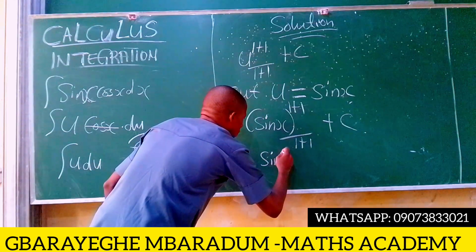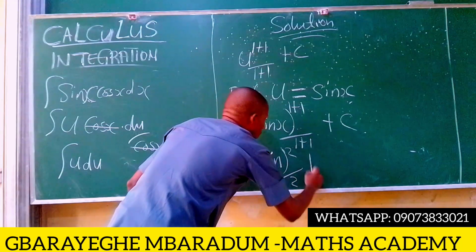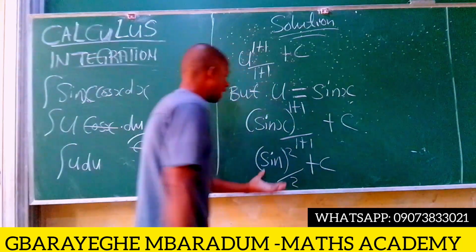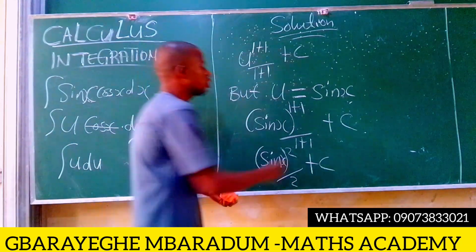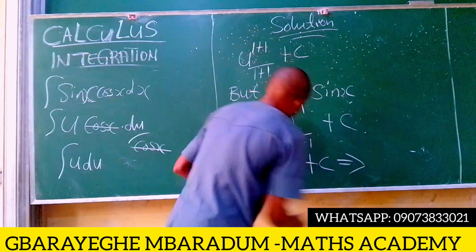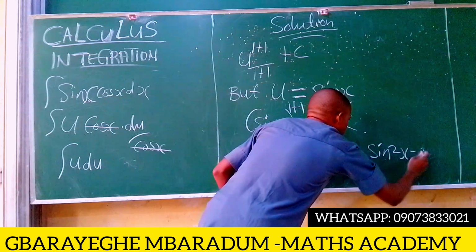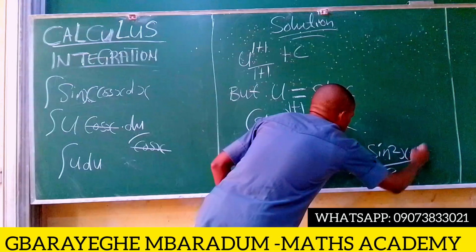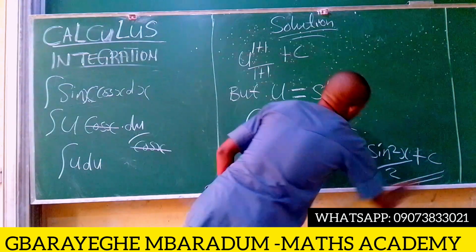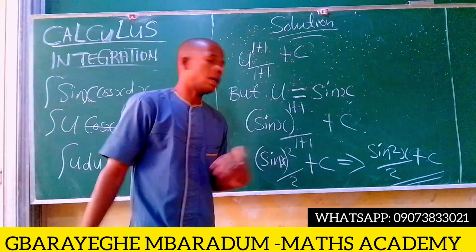Now this becomes sin x to the power of 2, all over 2, plus c. You can leave it in this form, or you can bring it also as this: sin 2x, all over 2, plus c. And this is the final answer of solving this using the substitution method.